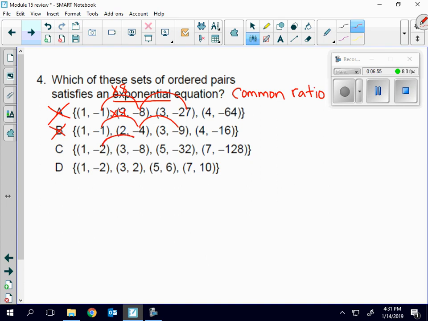All right, so let's try C. To get from negative 2 to negative 8, multiply by 4. Let's see, times 4 again. That does give me negative 32. Always got to check the last one just to be safe. Negative 32 times 4 is negative 128. So that does work. So that means D will not work. You can double check it. This is times negative 1, but negative 1 times 2 does not equal 6.